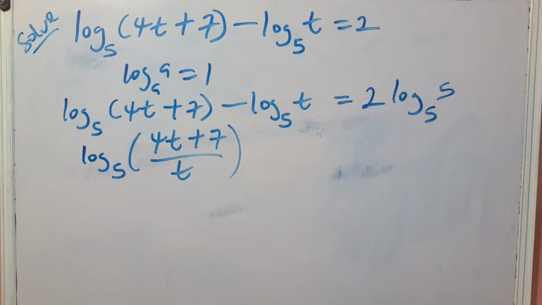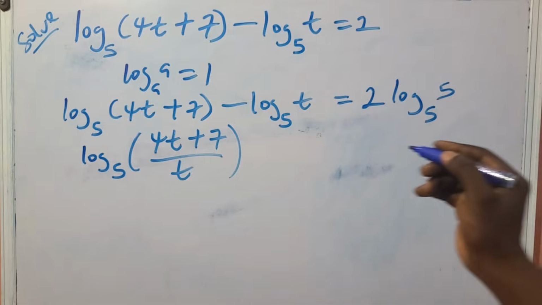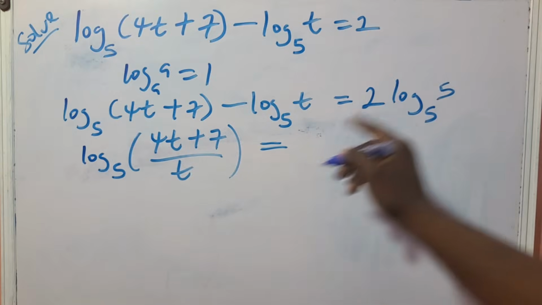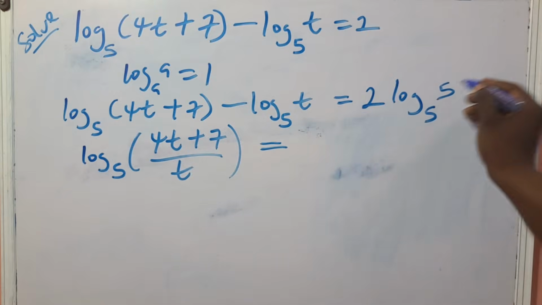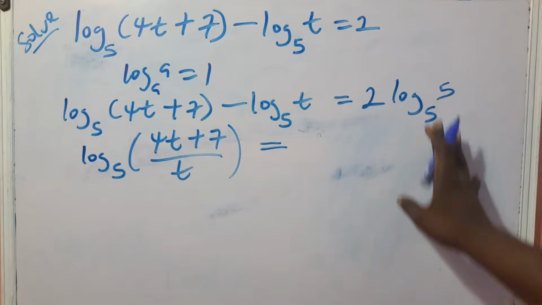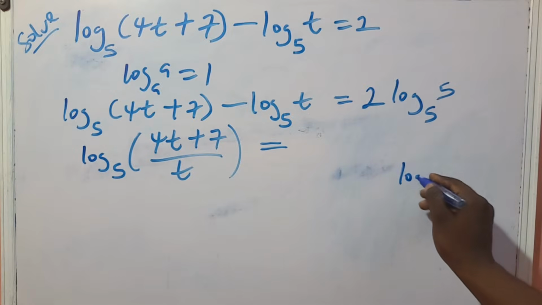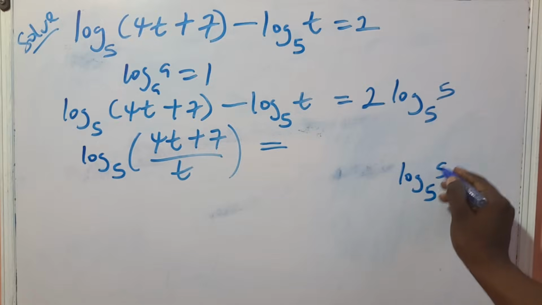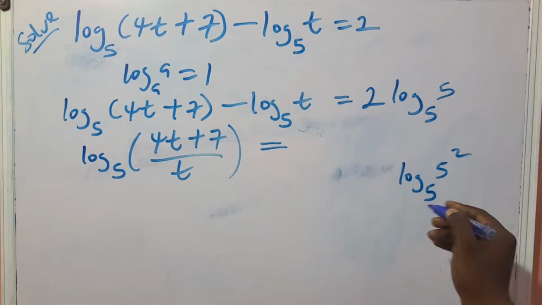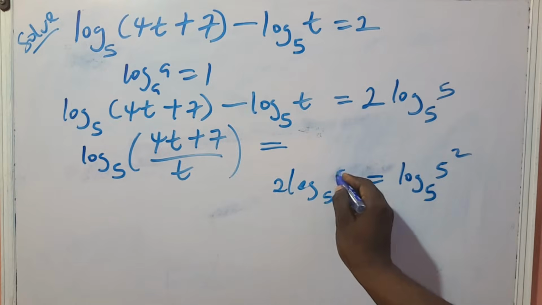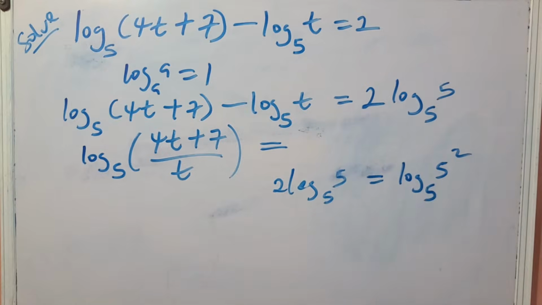So now, let me try and do them on the same line because of time and space. I'm sure you agree with me. Let me just try and explain what I want to do here. If I have something like this, I'm sure you agree that I can have it as this. Like this, 2 log 5, 5 is the same as this.